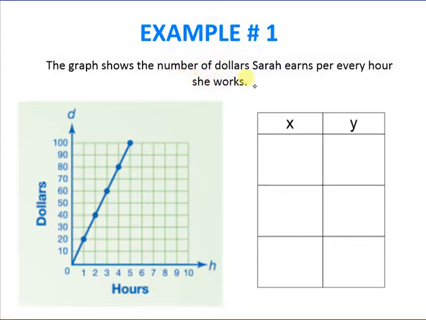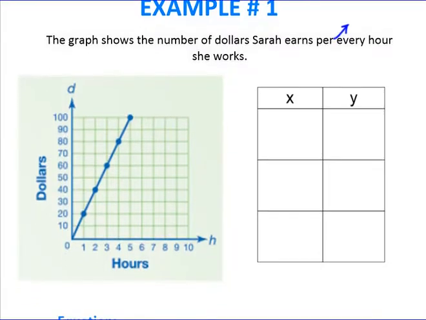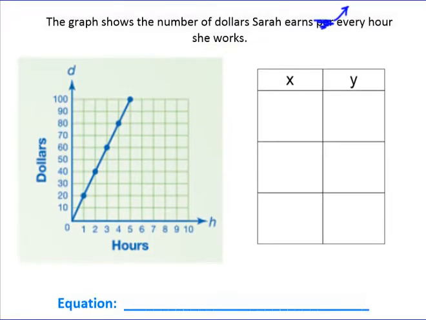So the graph shows the number of dollars Sarah earns per hour every hour she works. That should say per. Ooh, I'm full of typos on this one. All right. Let's see. The graph shows the number of dollars Sarah earns. Let's take out that per every hour she works. Let's do that. Okay, so first let's pull the points off and put them into the XY chart.